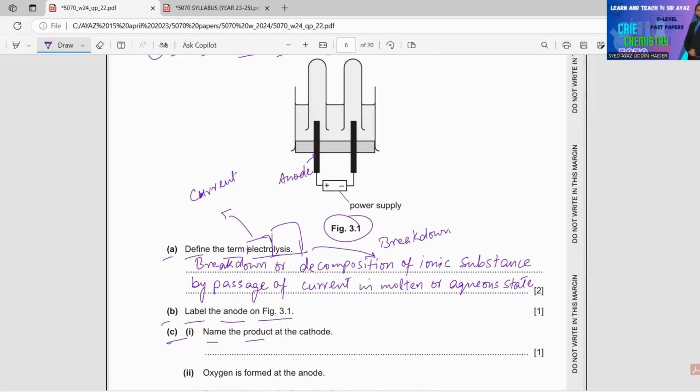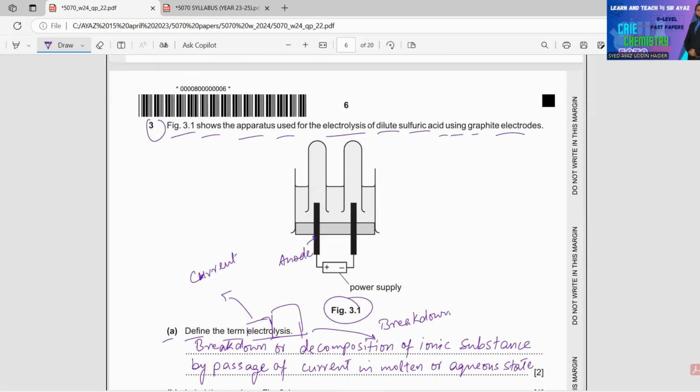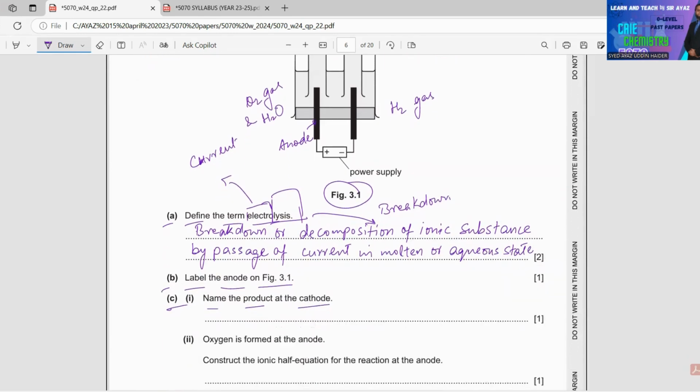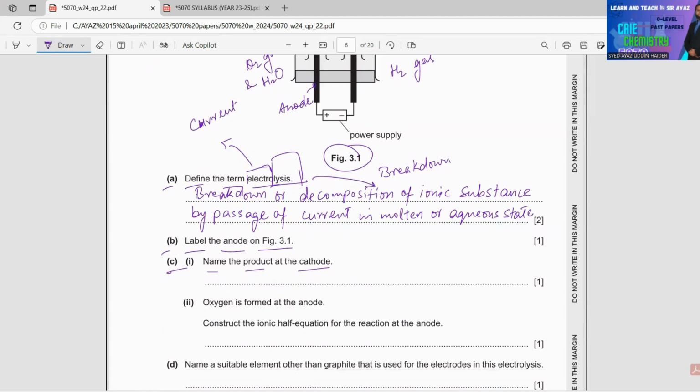C1, name the product at the cathode. You have the electrolysis of dilute sulfuric acid. So at the cathode, you are getting hydrogen gas. And at the anode, you will get oxygen gas and water. And the question they are asking, name the product at the cathode, which is hydrogen gas. So I will write hydrogen gas.